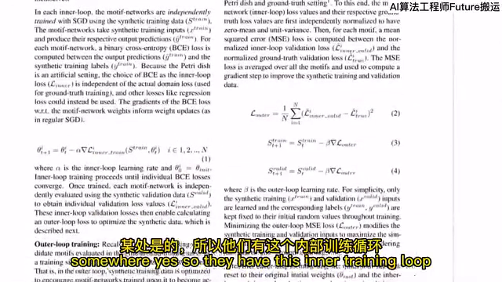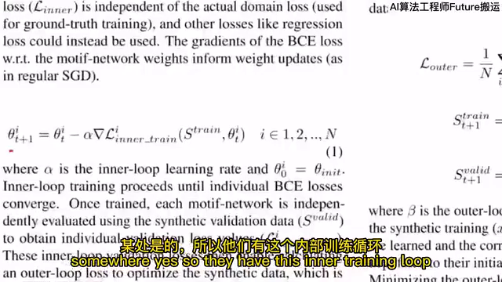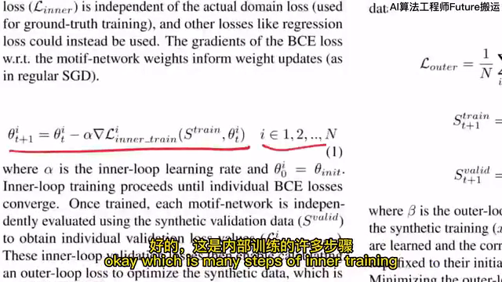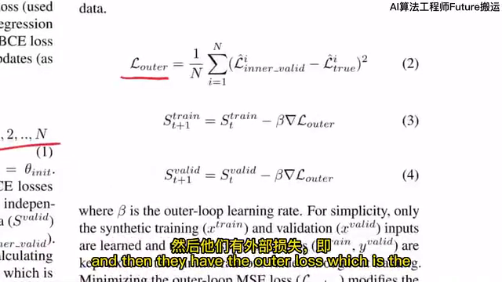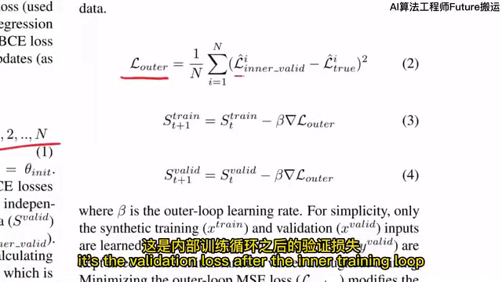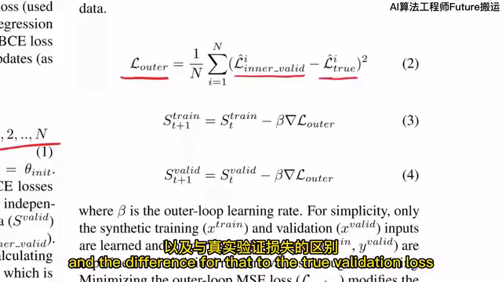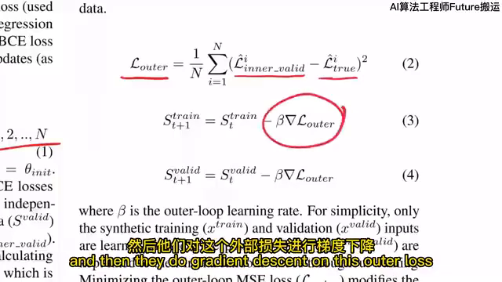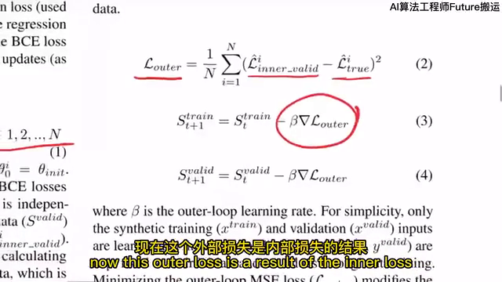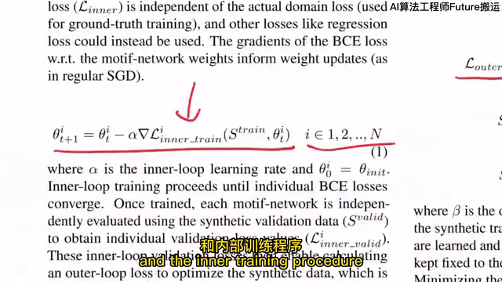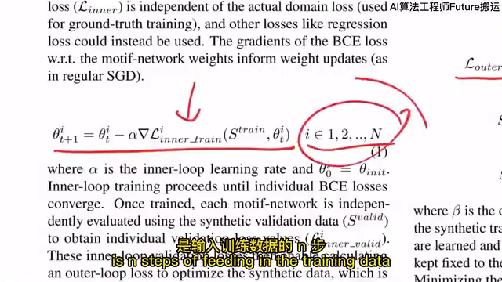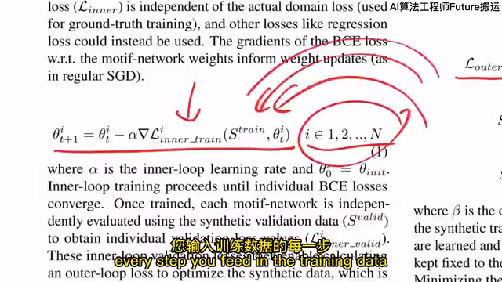They have this inner training loop, which is many steps of inner training. And then they have the outer loss, which is the validation loss after the inner training loop, and the difference from that to the true validation loss. And then they do gradient descent on this outer loss. Now, this outer loss is a result of the inner loss, and the inner loss is a result of the inner training procedure. And the inner training procedure is n steps of feeding in the training data. Every step you feed in the training data.